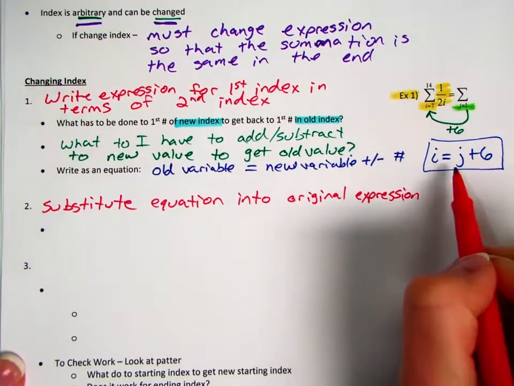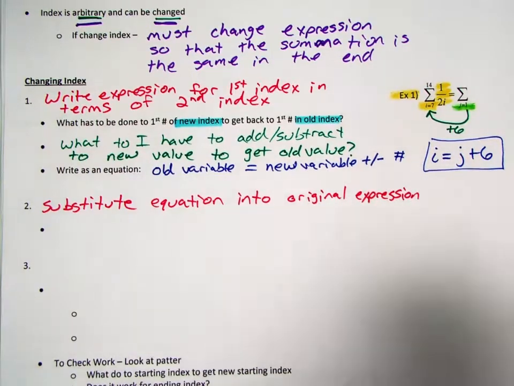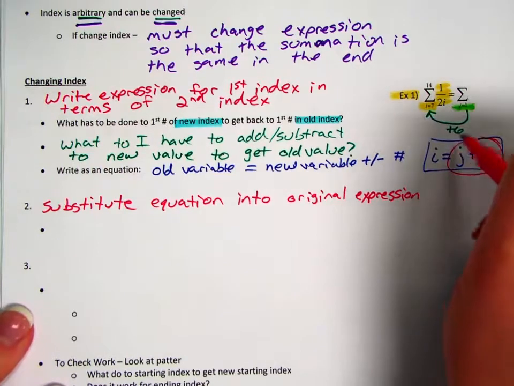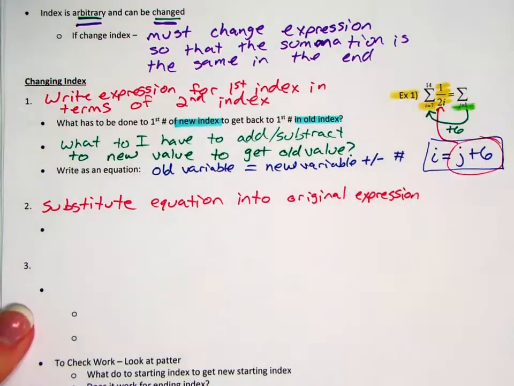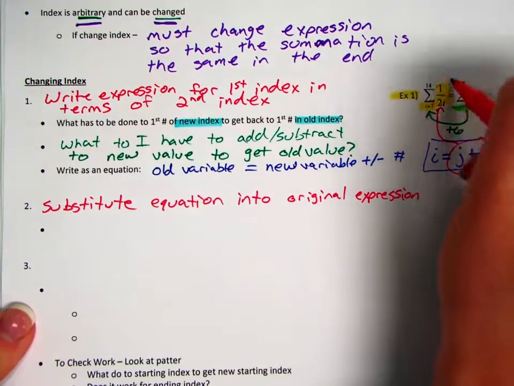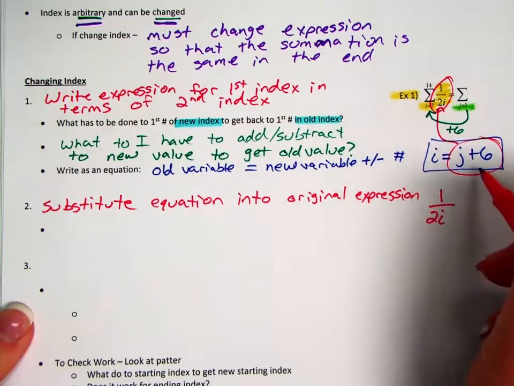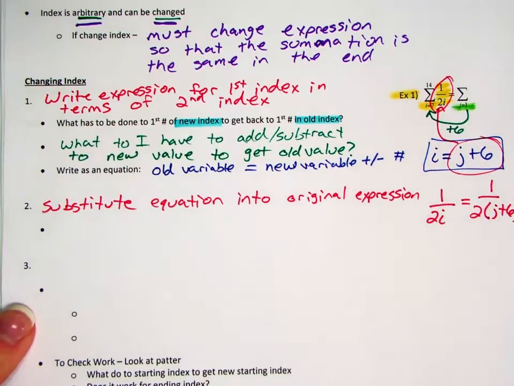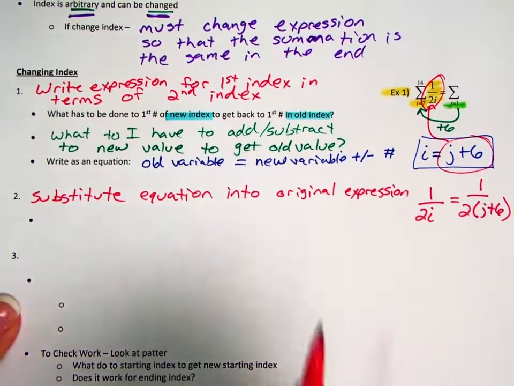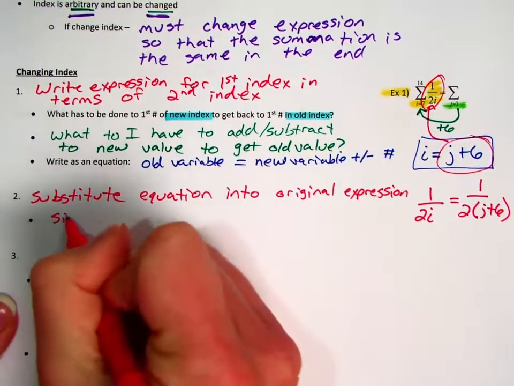So in other words, if I'm saying that i is equal to j plus 6, I'm going to substitute that into my expression to get a new expression. Originally we started out with 1 over 2i, but now I know that i is really j plus 6, so it's 1 over 2, and instead of i I put j plus 6. Now once we have that substituted in, we're going to need to simplify it.